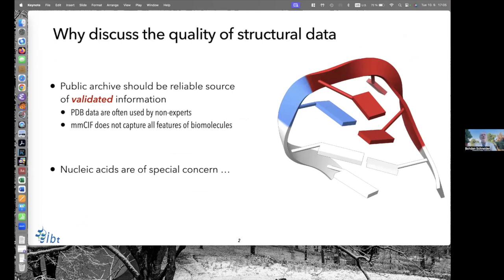So why do we need to talk about quality of structural data? I believe that the public archive, I'll talk about basically what's in the public archive, that's what people access. And in the public archive, they should access reliable data. They should be validated. And in case of structural biology and also nucleic acids, this is PDB, the public archive, and it's in very good shape, but still it's not perfect, obviously.